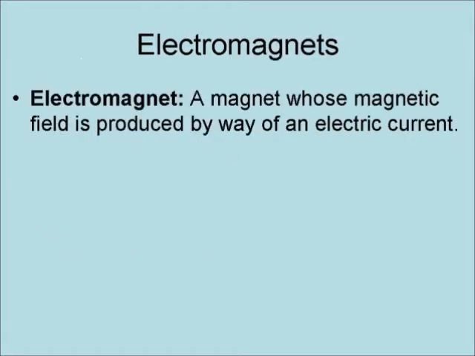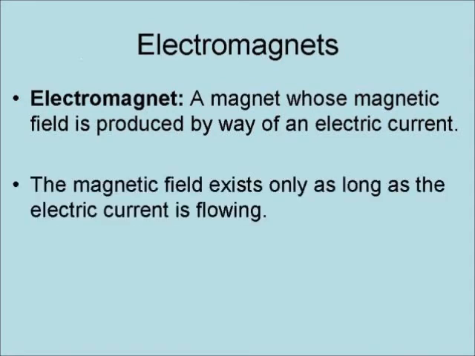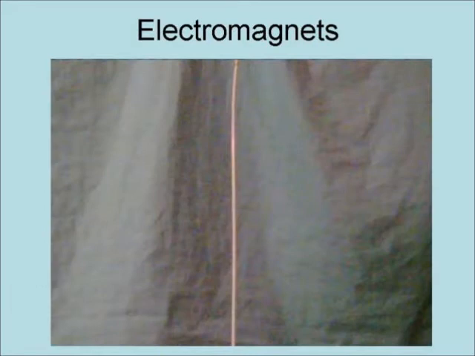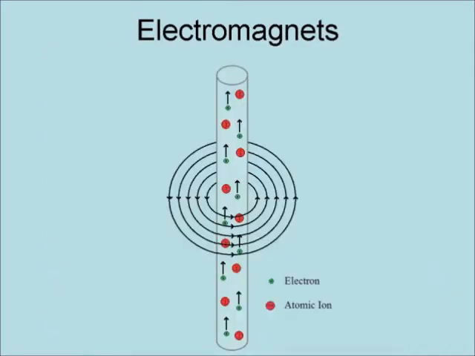An electromagnet is a magnet whose magnetic field is produced by way of an electric current. The magnetic field exists only as long as the current is flowing. The magnetic field ceases to exist when the electric current is turned off. An electromagnet starts with a wire. Introduce an electric current into the wire flowing in the direction of the arrow. The flow of the current produces a magnetic field, even though the wire remains electrically neutral.